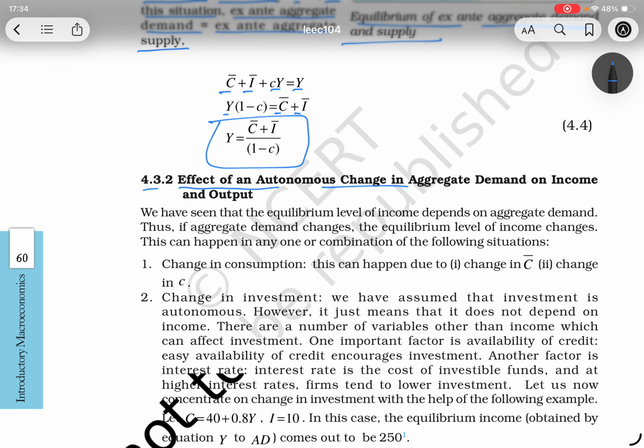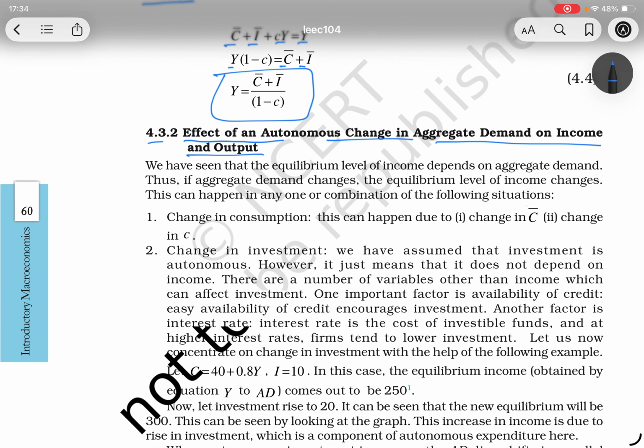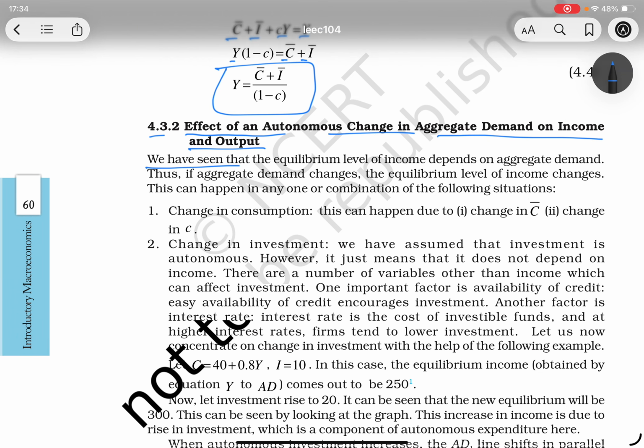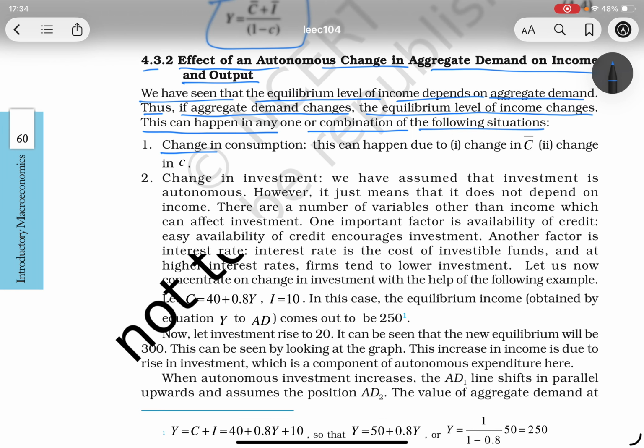Effect of an autonomous change in aggregate demand on income and output. We have seen that the equilibrium level of income depends on aggregate demand. Thus, if aggregate demand changes, the equilibrium level of income changes. This can happen in any one or combination of the following situations. Change in consumption. This can happen due to change in C dash, change in C.